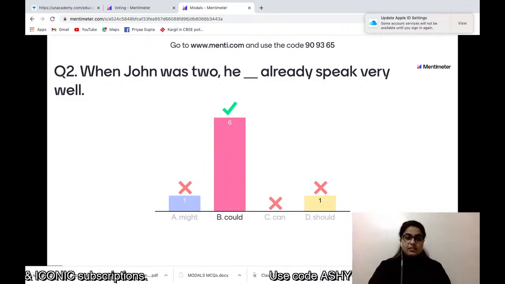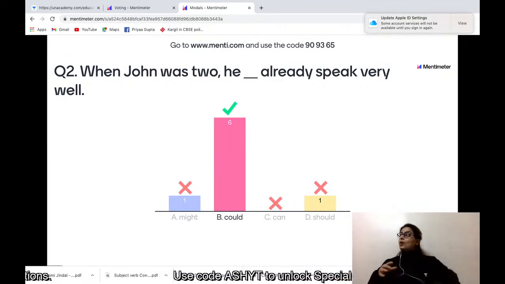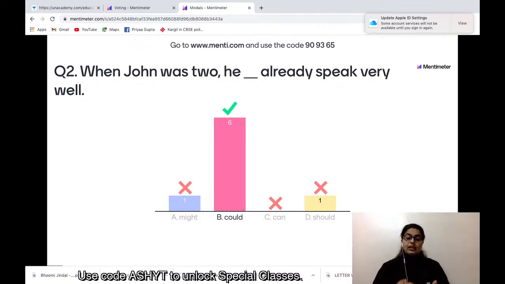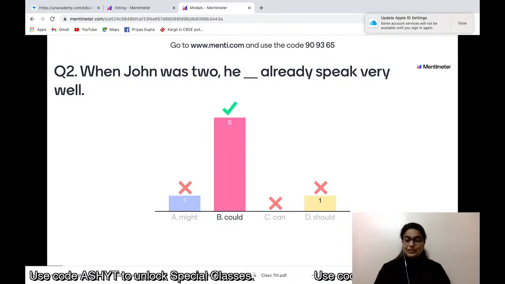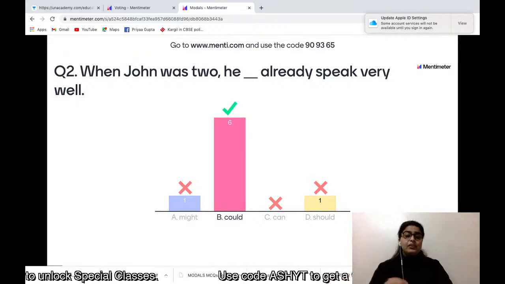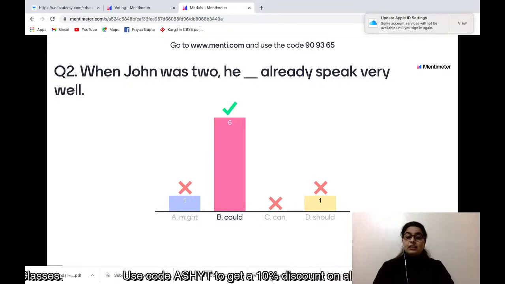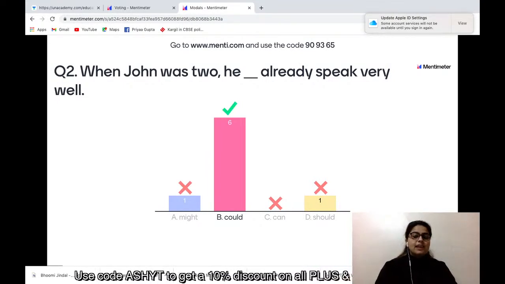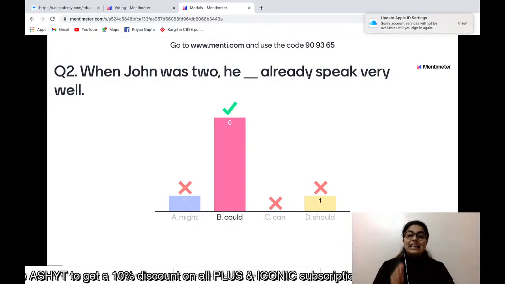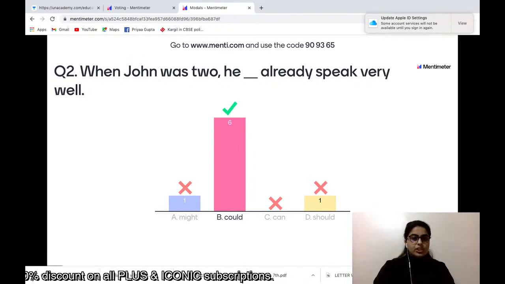And now look at this sentence. When John was 2, he dash already speak very well. So you're talking about something in past. And I've already told you that could is the past form of can in the previous lectures. And if it is about abilities to do in past, then we can use could. Right? If it is about any kind of ability with respect to past, then we can use could. So here, according to this sentence, could is the most appropriate answer, ladies and gentlemen. When John was 2, he could already speak very well. So that's the right answer, could.